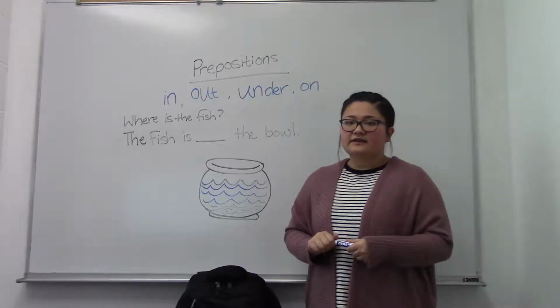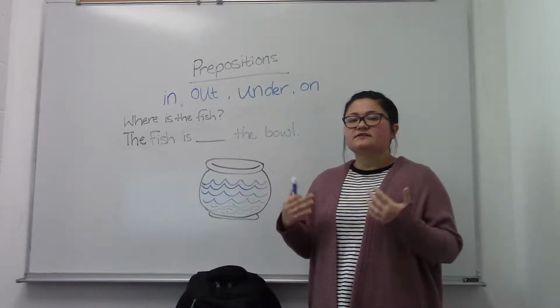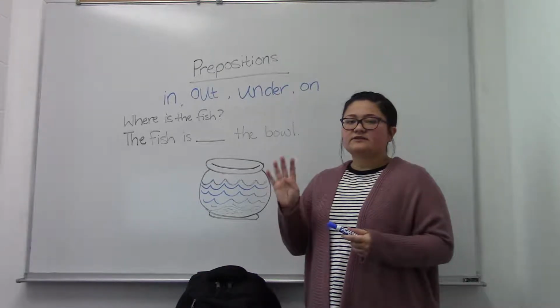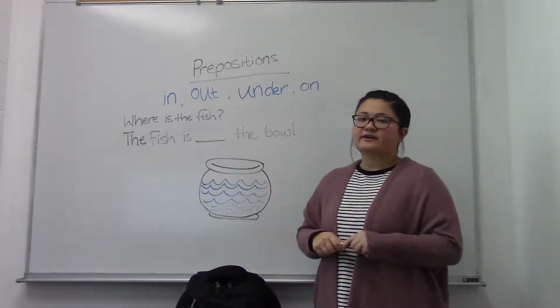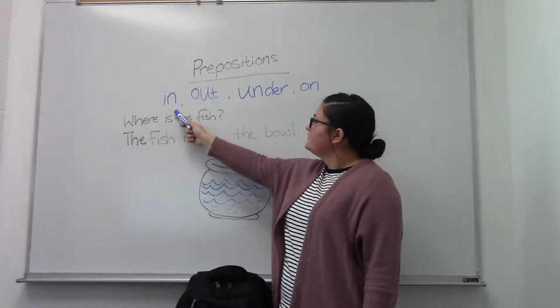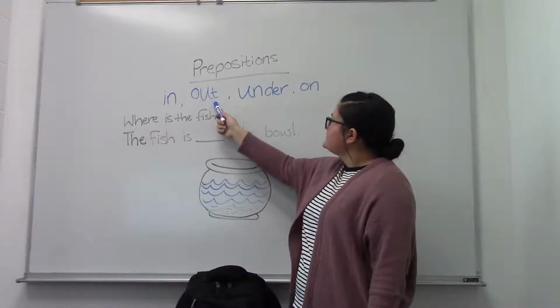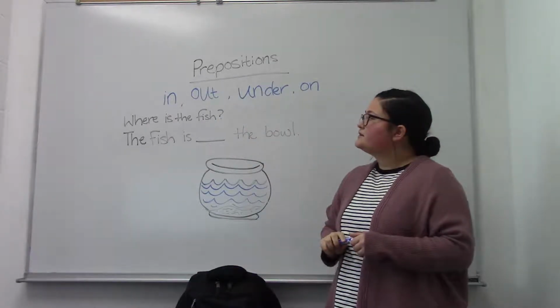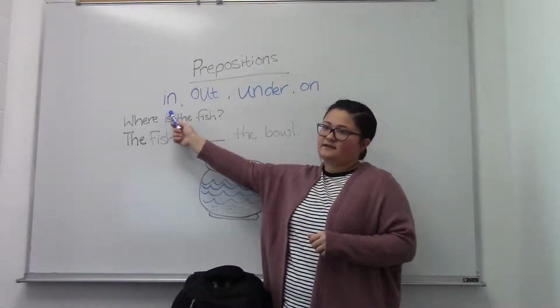So the best way to learn them, because there are lots of different definitions and lots of different ways to use them, is to look at examples. So today we're just going to look at 4 prepositions and look at some of the uses for each one. We're going to look at the word in, the preposition out, and under, and on. So we're going to start with the first one, in.